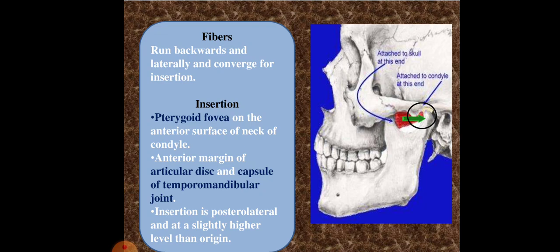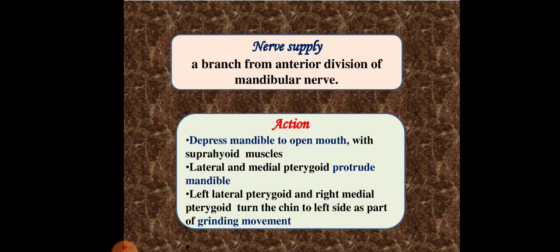Pterygoid fovea lies on the anterior surface of the neck of mandible, that is the neck of condyle, and the anterior margin of the articular disc and capsule of the TM joint. The insertion is posterolateral and it's slightly higher than the origin. And the nerve supply is by the mandibular nerve.